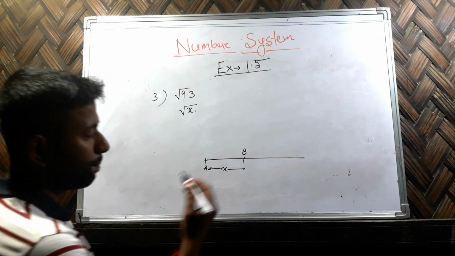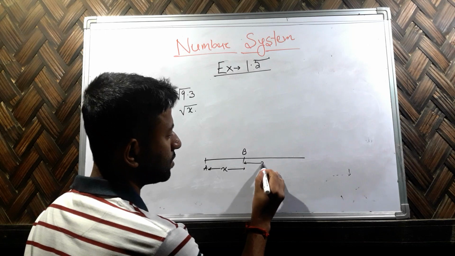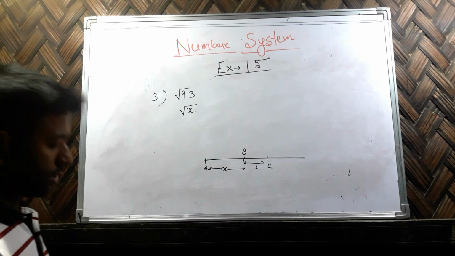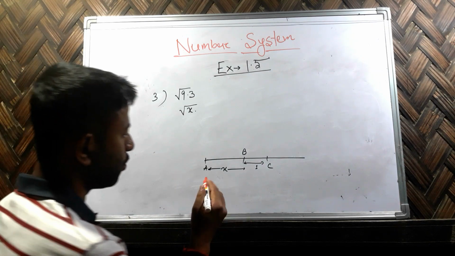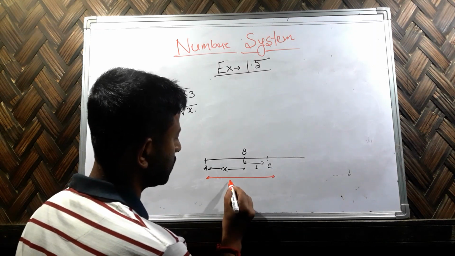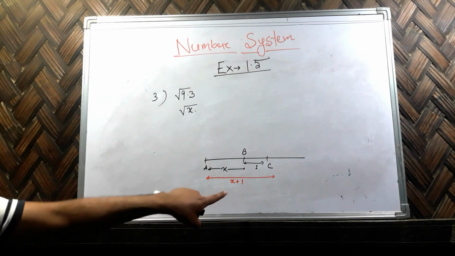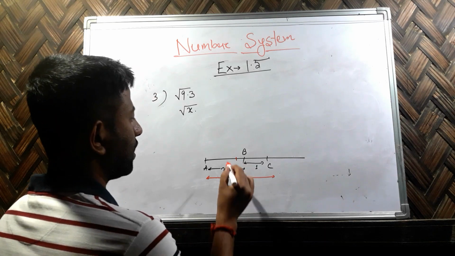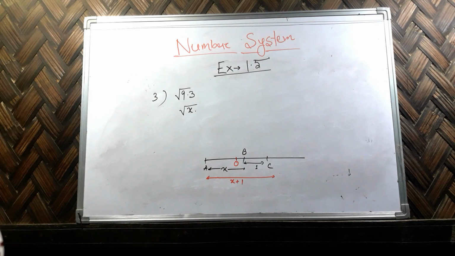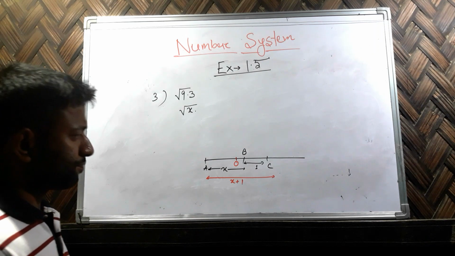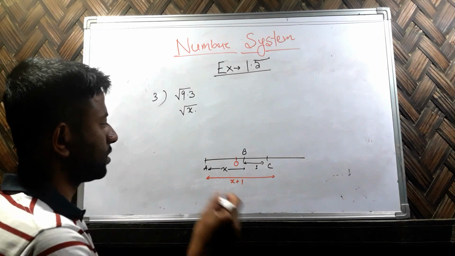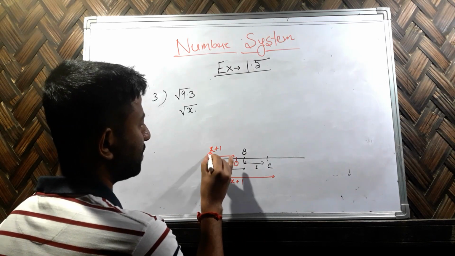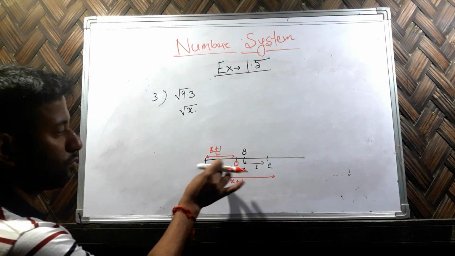Now from B you just extend 1 unit. This is 1, and there is a point, this is C. So what will be the total distance? This should be x plus 1. So now if this is x plus 1, what will be the middle point of this one? I'm giving this as O. So O is the center point. That means this distance equals x plus 1 by 2, because the total is x plus 1, so half will be x plus 1 by 2.